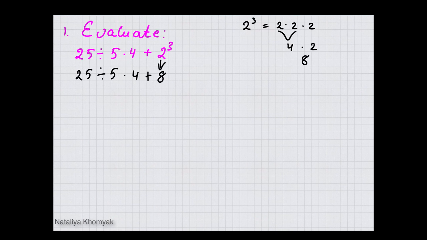We have division and multiplication. We want to do this from left to right. So first thing is to calculate 25 divided by 5. 25 divided by 5 is 5. Everything else will stay the same. Then we want to multiply this. We have 5 times 4, 20, plus 8. And 28 will be our answer.